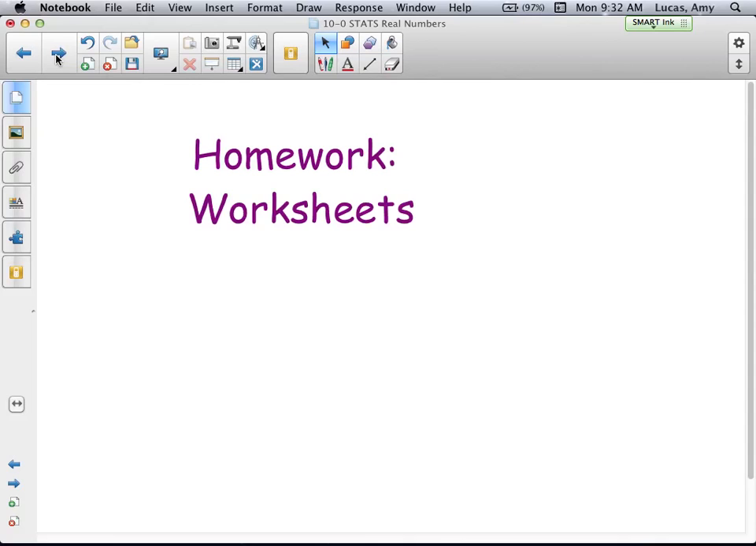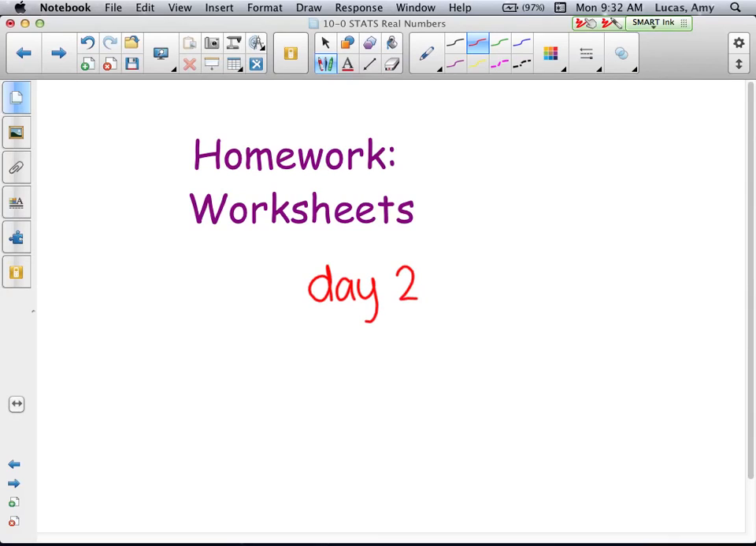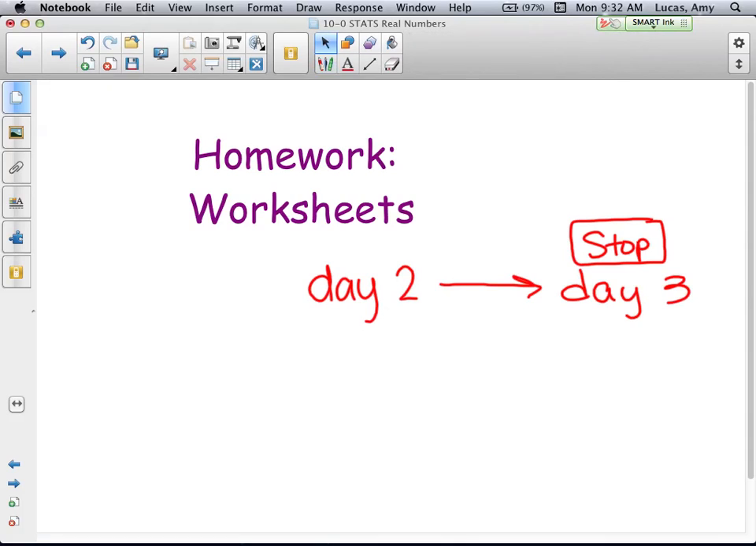And your homework is in your worksheet packet. There's a page that says day 2. So you want to do that page all the way up until you get to the one that says day 3. That's where you stop. So stop when you get to the page that says day 3. Do all of the ones after day 2.